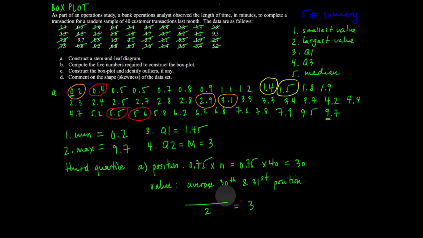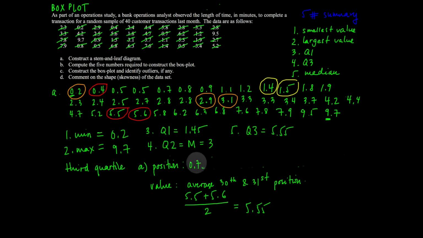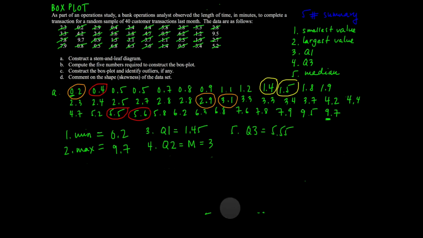So let's go ahead and fill those in right here. So 5.5 plus 5.6. So this gives us a total of 5.55. So I'm going to go ahead and put that up here. So my Q3 is a total of 5.55. All right. So now that we have our 5-point summary, we can go ahead and start drawing our box plot. So we're going to move right on to question C, which is construct the box plot and determine if there are any outliers. Okay, so let's go ahead and do that.